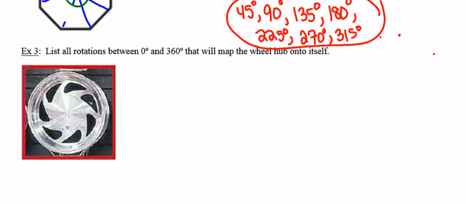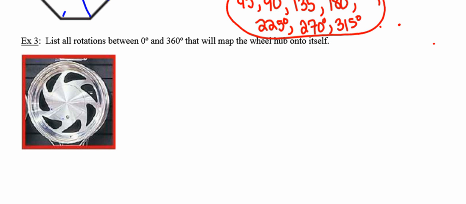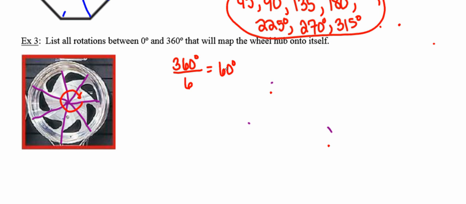Example 3 is a similar question where they ask us to list all rotations between 0 and 360 degrees that will map the wheel hub onto itself. So once again, I'm going to consider the center of my wheel hub, and I need to figure out the number of triangles that that wheel hub is made up of. So there's 1 triangle, 2 triangles, 3 triangles, 4, 5, 6 triangles. So again, if I consider that one complete revolution is 360 degrees, and I want to divide that evenly amongst 6 triangles, I find that a rotation of 60 degrees will be sufficient to carry one of those isosceles triangles onto the other.